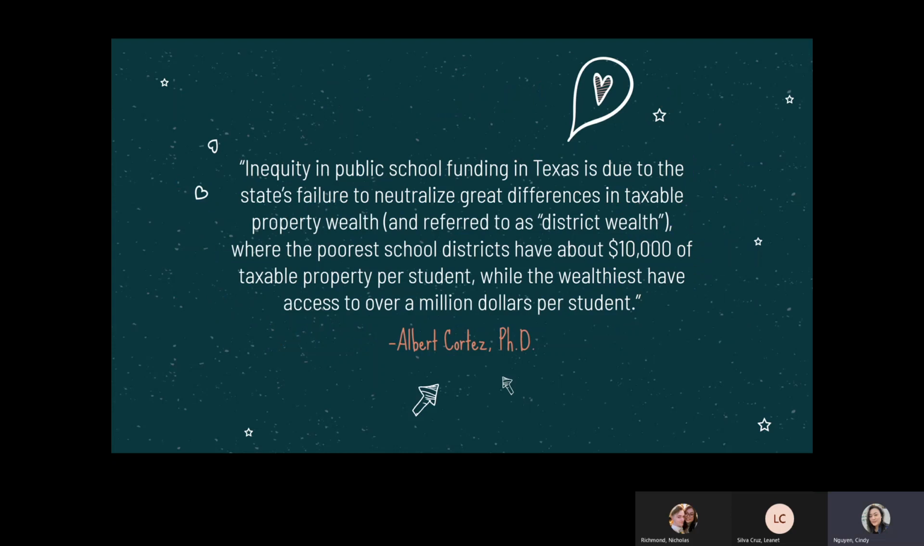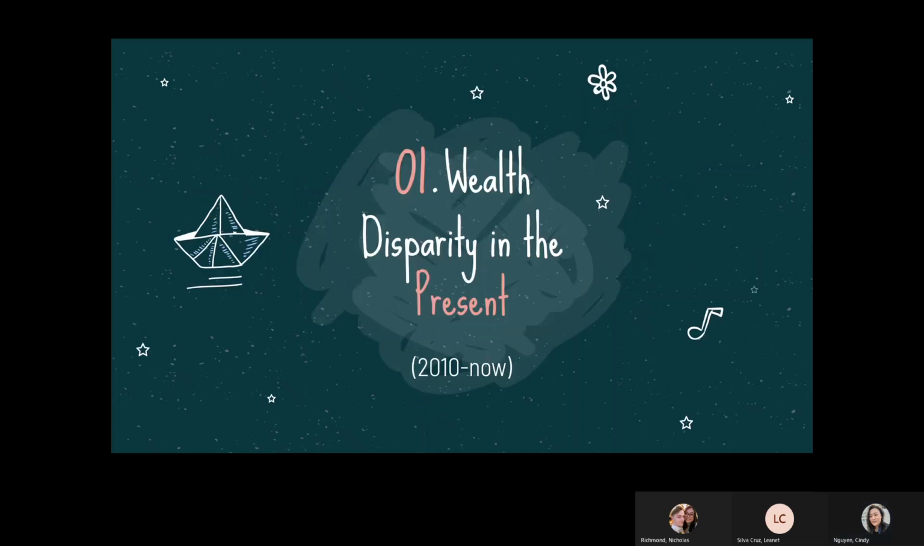Albert Cortez, an expert witness in major state school finances and immigrant education cases, summarized the wealth disparity in public schools in Texas the best. Inequity in public school funding in Texas is due to the state's failure to neutralize great differences in taxable property wealth, referred to as district wealth, where the poorest school districts have about $10,000 of taxable property per student, while the wealthiest have access to over $1 million per student.